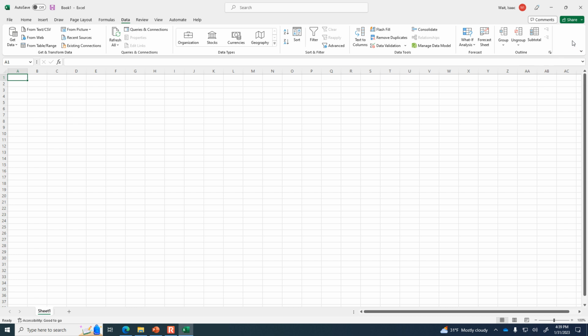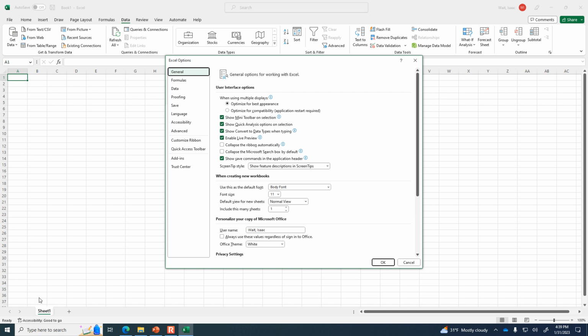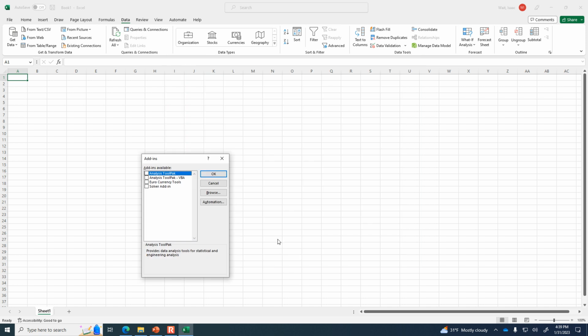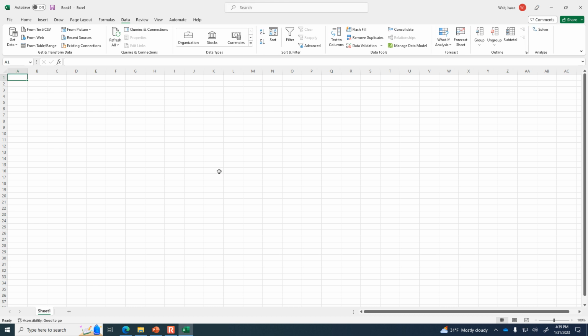The way that you turn it on is if you go to File and then Options, and then on the left-hand side of the screen at the bottom is Add-ins, and then Manage Excel Add-ins. So click on Go, and then we're just going to click Solver Add-in. OK.